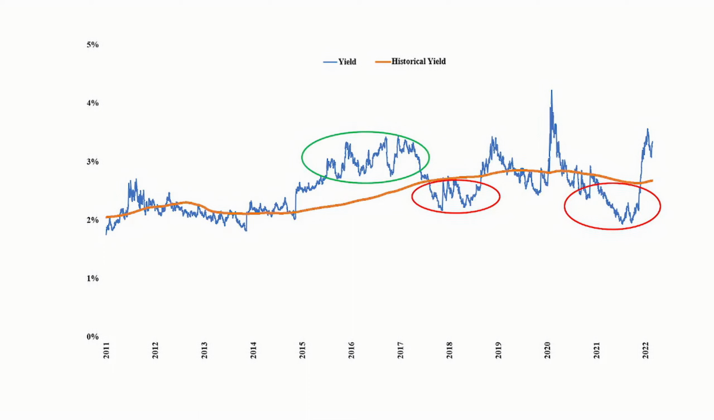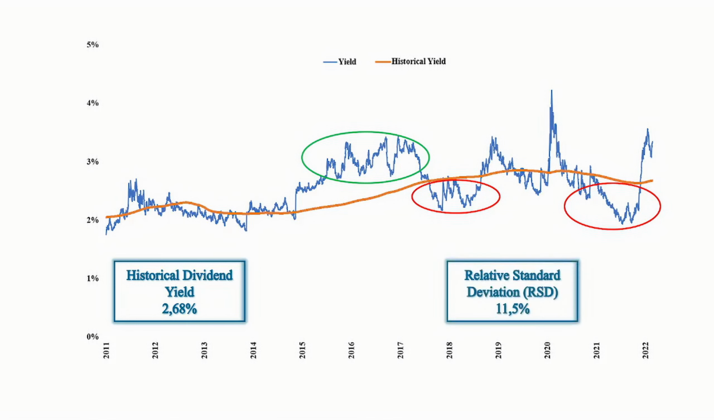The average of the last 5 years is 2.68%, and I would like to define this as the historical dividend yield. Since the historical yield is the foundation for my fair value and buy price calculation, this value shouldn't be too volatile. In an ideal case, the curve would give a straight line. I can measure how much the curve deviates from this ideal straight line by calculating the relative standard deviation, which for T. Rowe Price is 11.5%.